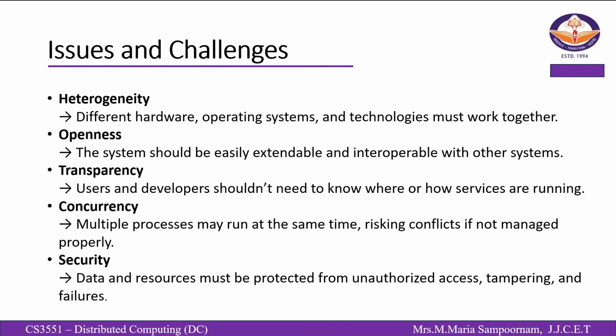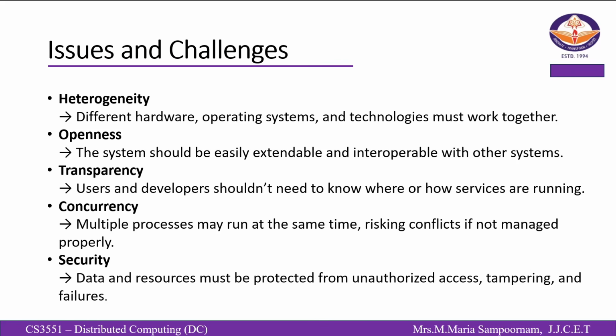Issues and challenges. Important challenges in distributed systems include heterogeneity. Heterogeneity means different devices, OS, and software need to work together. For example, a Windows laptop talking to an Android phone and a Linux server. Second one is openness. The system should allow integration with others. For example, a mobile app synchronizing with different cloud services. Third one is transparency. Users should not notice the complexity. For example, you use Google Drive without knowing which server is working behind the scenes.